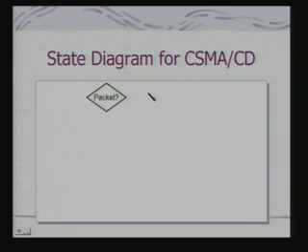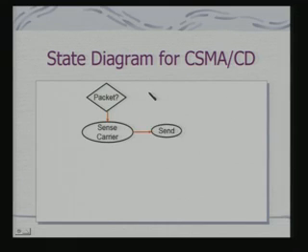So, let us look at the state diagram of the corresponding protocol machine. When you have a packet which is to be transmitted, what is a packet? A frame according to the Ethernet format. You sense a carrier and you can send, but you should also detect for collision.